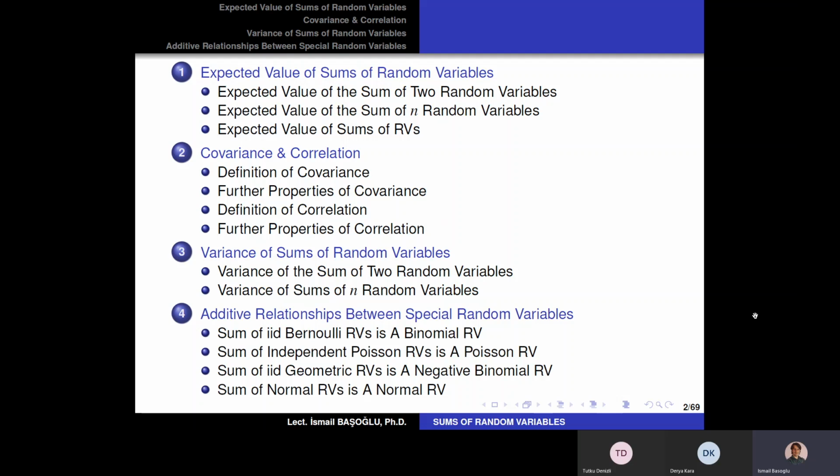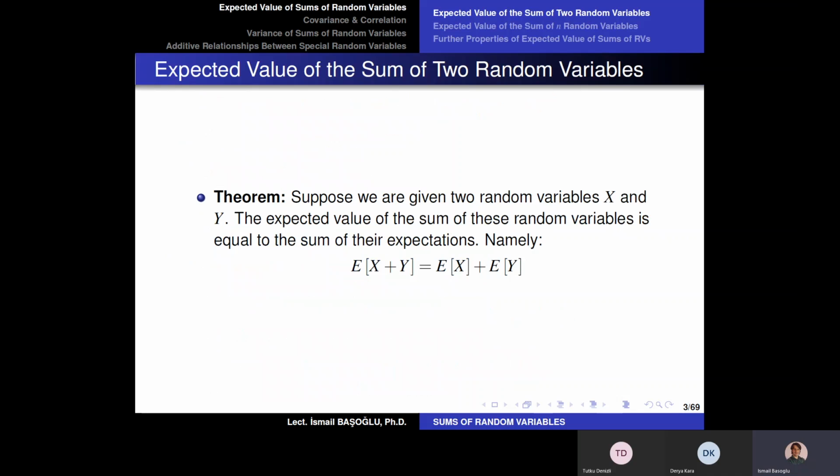Finally, we are going to give a short summary of the additive relationships between the special random variables. Actually, you know some of these. For example, you know that a binomial random variable is actually a sum of independent and identically distributed Bernoulli random variables. But when the time comes, we are going to explain them again. Now, let's start from the simple.